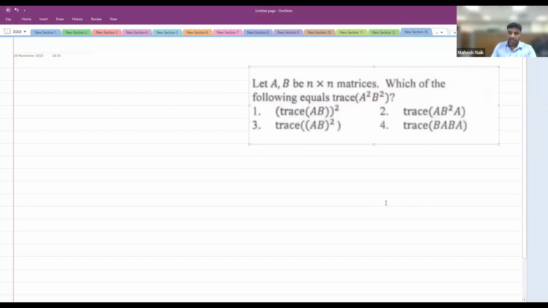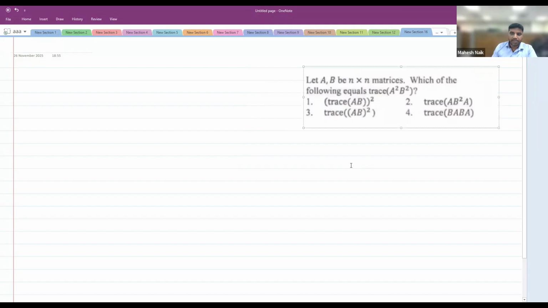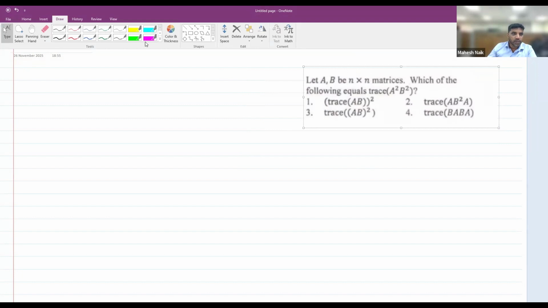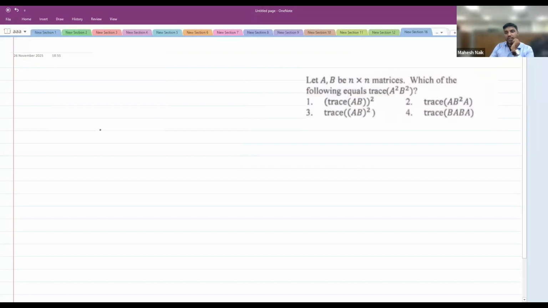Okay, so let's take this multiple choice question, which is based on trace. We saw trace yesterday, and maybe some examples based on that. Okay, so the question is, A and B are two n-cross-n matrices, and which of the following options equals the trace of A square into B square?